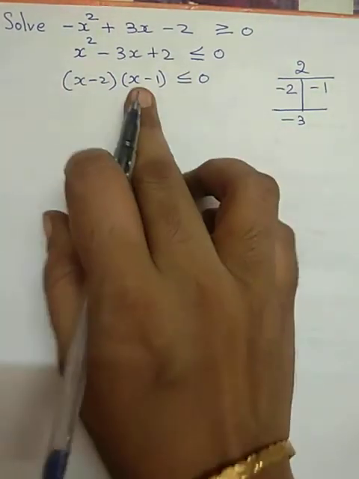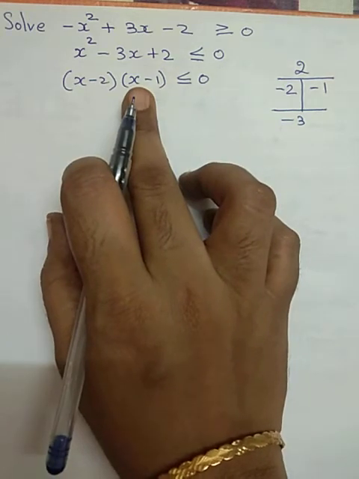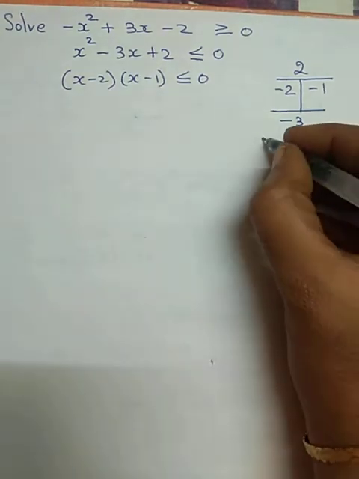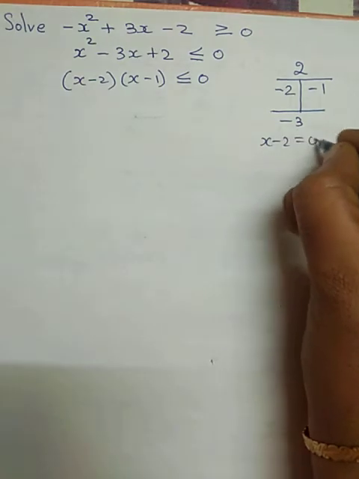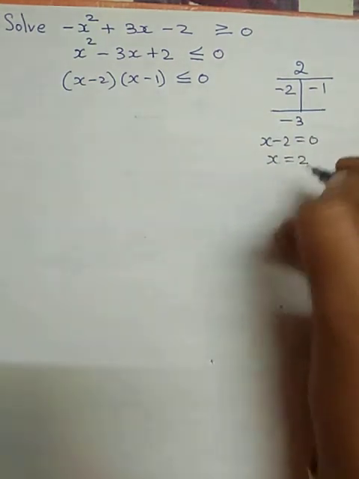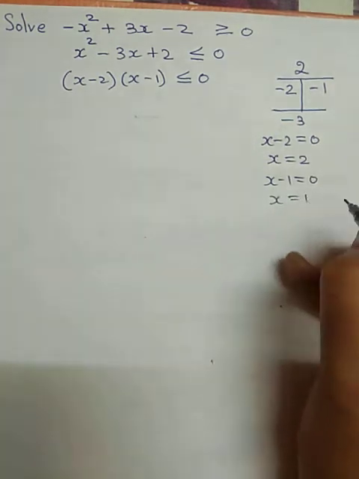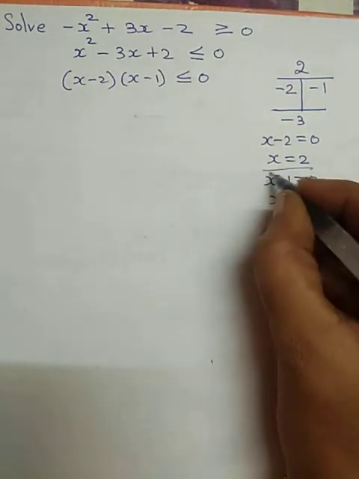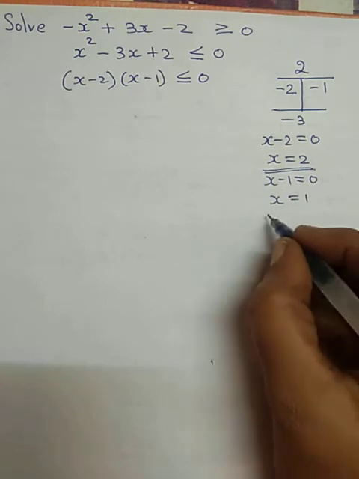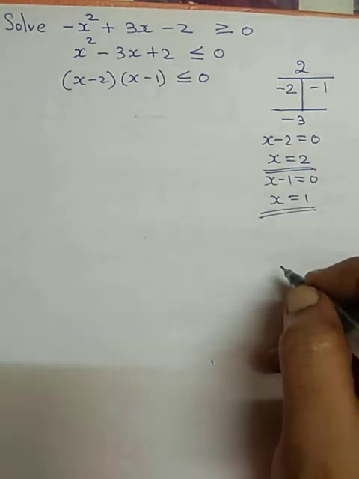Now let me equate these two brackets to 0 and find out the value of x. X minus 2 is equal to 0 means x is equal to 2. X minus 1 is equal to 0 means x is equal to 1. So we have two answers. One is x is equal to 2 and the other is x is equal to 1.